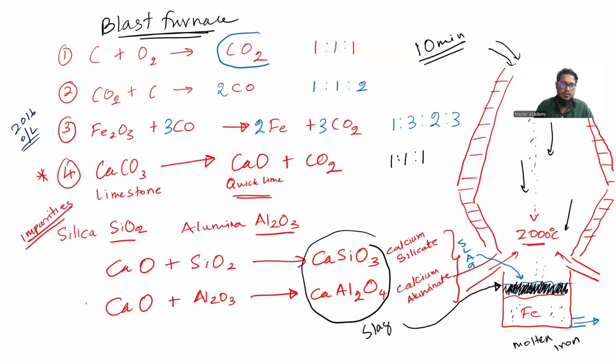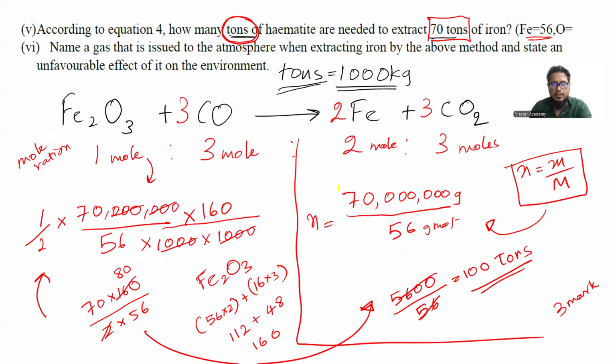Here, I'll highlight the carbon dioxide. In this reaction, carbon dioxide. Here also carbon dioxide. Here also carbon dioxide. But carbon monoxide is produced only once and then used up. So it's not a big environmental issue here, but carbon dioxide is the biggest problem. Carbon dioxide is a greenhouse gas. It will be causing global warming. So for the final one, you will get 2 marks.